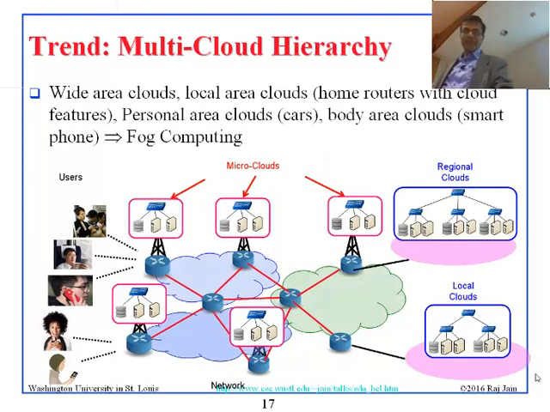MEC standard is happening. And sometimes you have bigger computation to be done. Then you send it to the regional data centers or local clouds. And so then you have to decide as to what job can be done locally, what can be done there, and so on and so forth. Right? So this is what we call multi-cloud hierarchy.